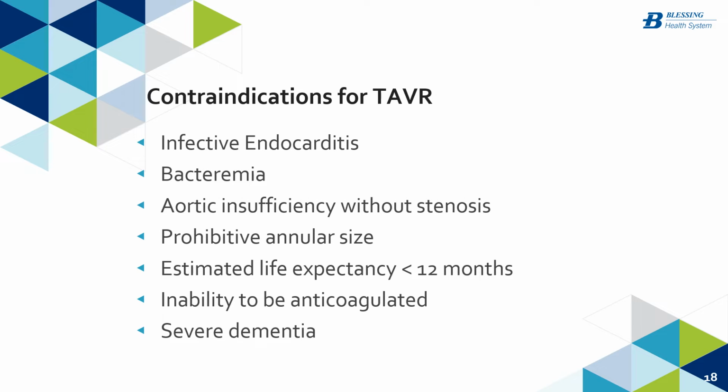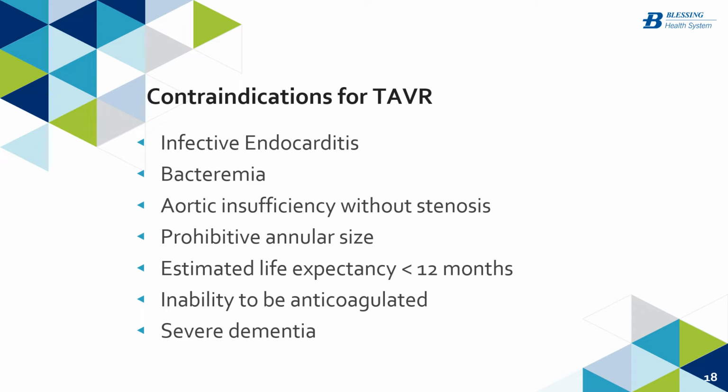Certainly if they had any sort of systemic infection, or we knew they had infective endocarditis, we are putting in a bioprosthetic artificial valve. We would not want to have infection on the valve. Aortic insufficiency without stenosis, the TAVR valve replacement is meant specifically for stenosis. There are some off-label uses for using a TAVR valve for aortic regurg, but it's a contraindication for how we're using it. Prohibitive annular size, it's interesting.